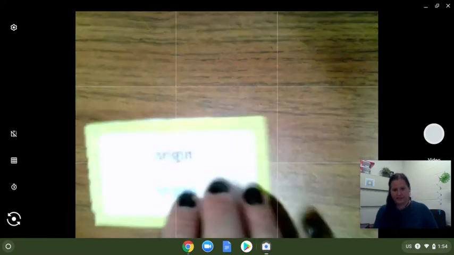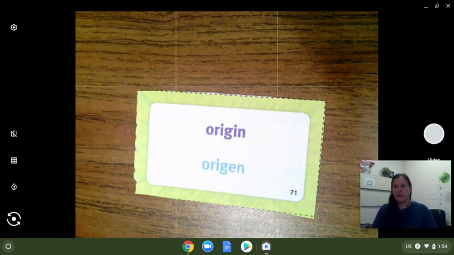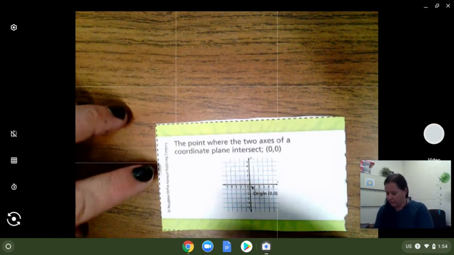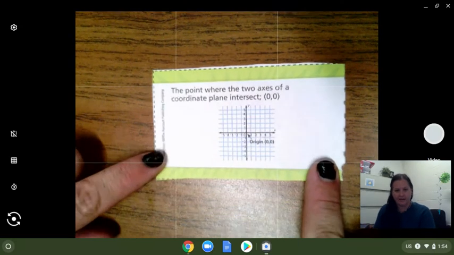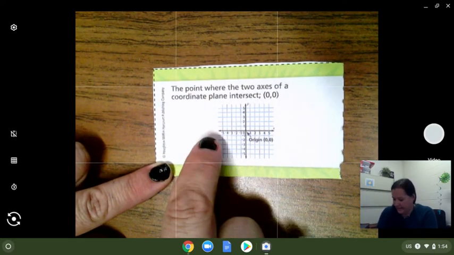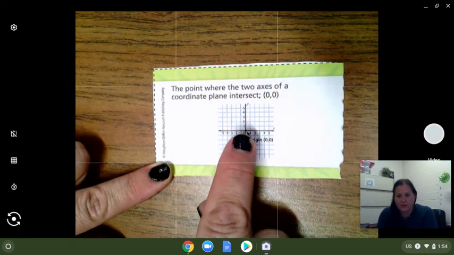Okay, origin. The origin is where something begins. So in 5th grade, you learn about Native Americans having origin stories, where their story begins, or where they say their people came from. So origin is always where something begins. When we look at the origin in math, it's a point where these two axes meet. This is the x-axis and the y-axis. And the origin is 0, 0. It's where it all begins.